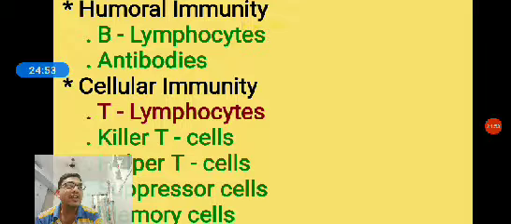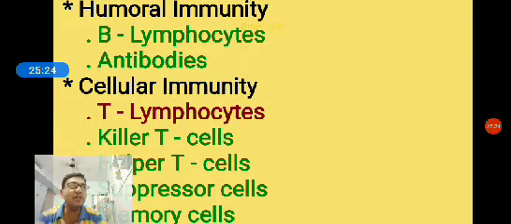Then the antibodies multiply in number. The rate of antibody multiplication is nearly 200 to 2000 molecules per second. Then those antibodies combine with the antigen to form the antigen antibody complex. Then the reaction takes place. This is about humoral immunity.